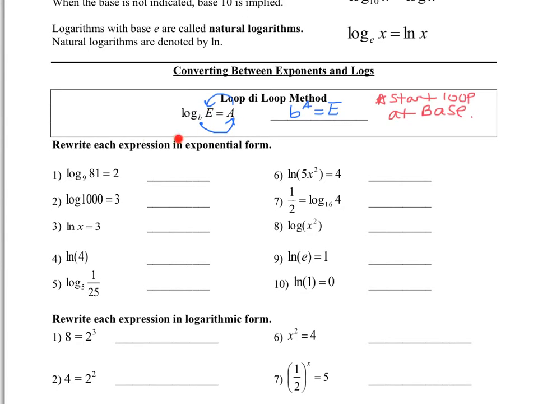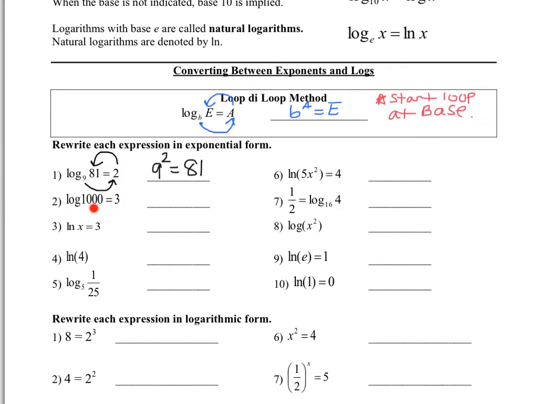So let's look at these problems here. Let's rewrite each expression in exponential form. So we're going to go from log to exponential form. So watch, we're going to start at the base, go up to the power equaling this number here. So the base is 9, 9 squared equals 81. So 9 to the second power equals 81.